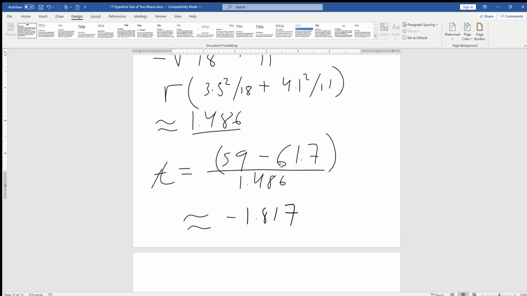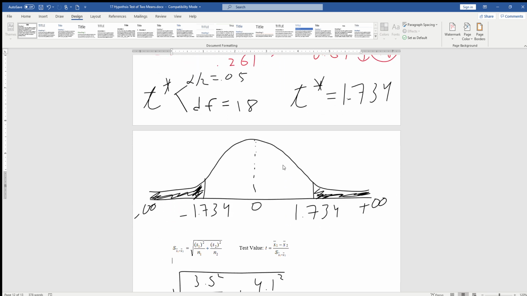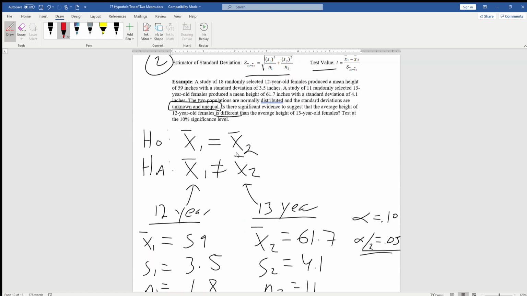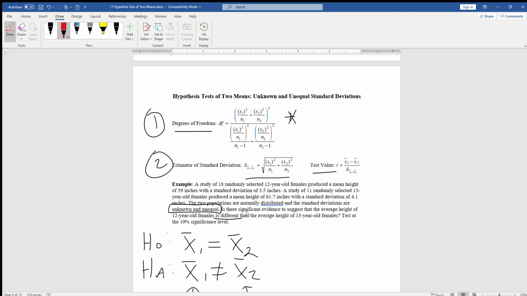We're going to go back up and plot that on the distribution, and it just barely falls into that reject region, since negative 1.8 is a little bit less than negative 1.7. So really close. So our test value is negative 1.817, and that means we are going to reject the null hypothesis. All right, so we're going to go back up. I'm just going to copy this to make it really nice and easy.